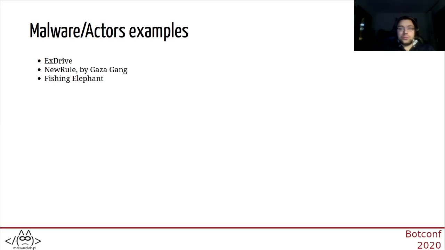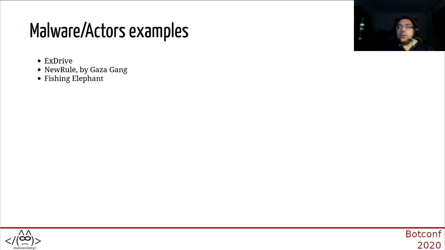This concept I'll try to illustrate with a couple of actors and a couple of malwares. The first one will be XDrive, then we'll go with Neural, which is a malware, and I will try to say why I believe it's operated by Gaza Gang, and then we'll go with Phishing Elephant, which is a very funny actor, I think. And I'm not sure about anything being published about any of those besides Phishing Elephant, which I presented at a couple of conferences in the last couple of months.